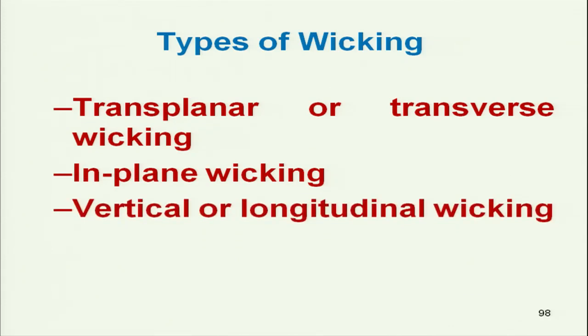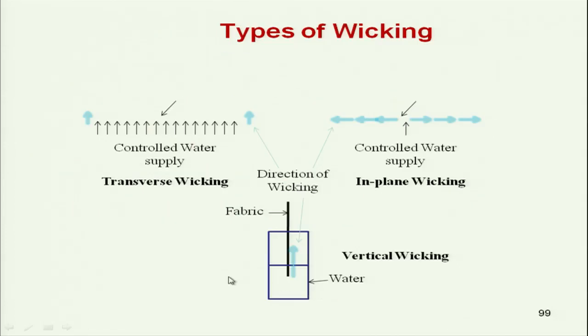There are typically three types of wicking we can study: transplanar or transverse wicking, in-plane wicking, and vertical or longitudinal wicking. Transplanar wicking is where liquid is transmitted from one surface of the fabric to the other. In-plane wicking is where the liquid is transmitted along the plane. Vertical wicking is against gravity, where the liquid is lifted using capillary pressure.